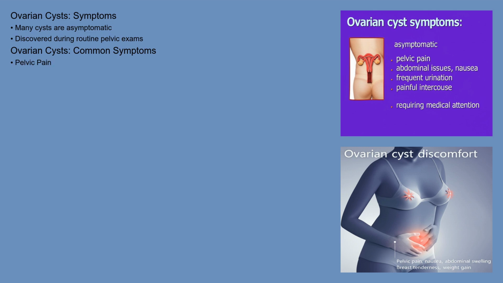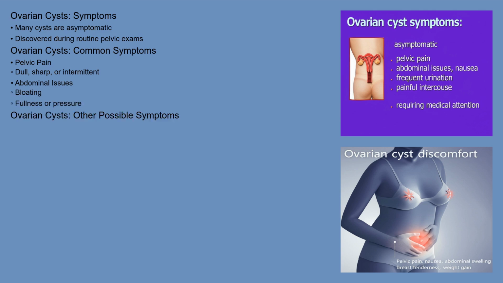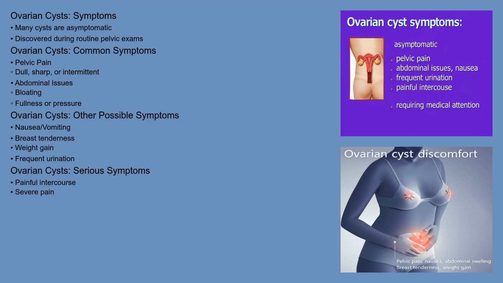Many ovarian cysts cause no symptoms at all and are often discovered during routine pelvic exams. However, when symptoms do occur, they can include pelvic pain, which may be dull, sharp, or intermittent. Other possible symptoms are abdominal bloating, a feeling of fullness or pressure in the abdomen, pain during bowel movements, nausea, vomiting, breast tenderness, weight gain, frequent urination, and painful intercourse. In rare cases, a cyst can rupture or cause ovarian torsion, leading to severe pain and requiring immediate medical attention.